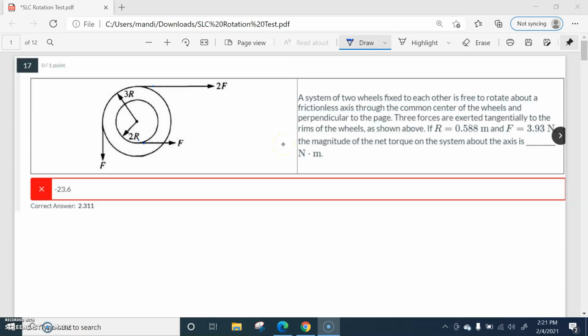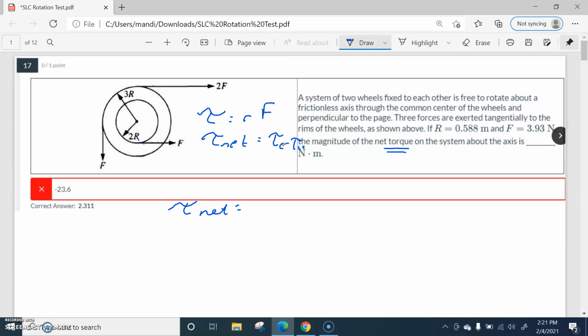All right, we've got a system with two wheels, and we want to know what is the net torque. So just regular torque is RF. Net torque is the torque of clockwise minus counterclockwise. So let's do this.